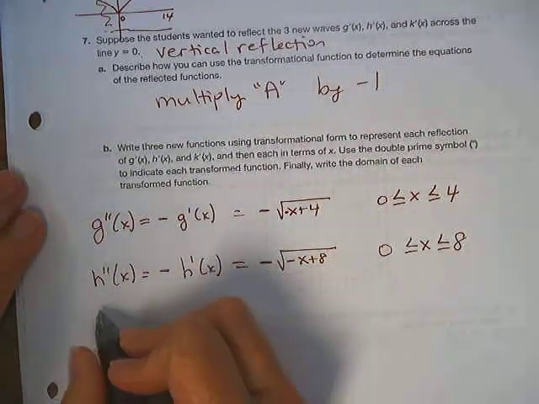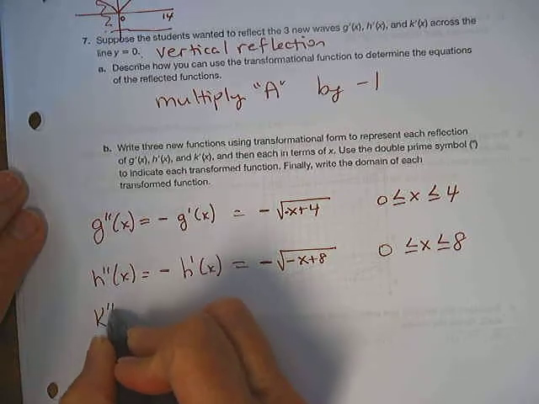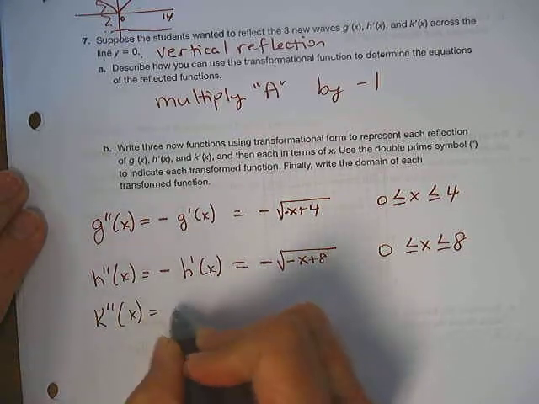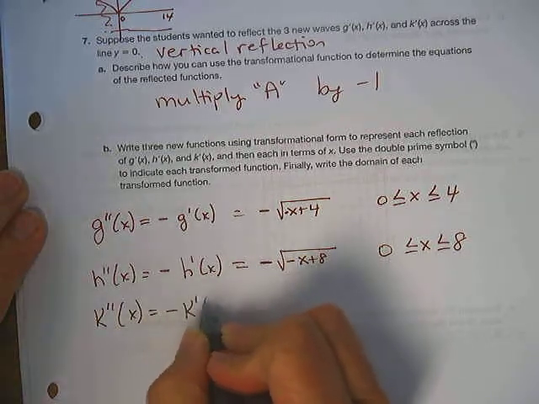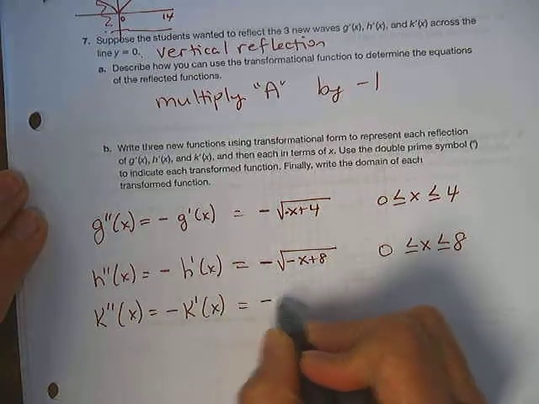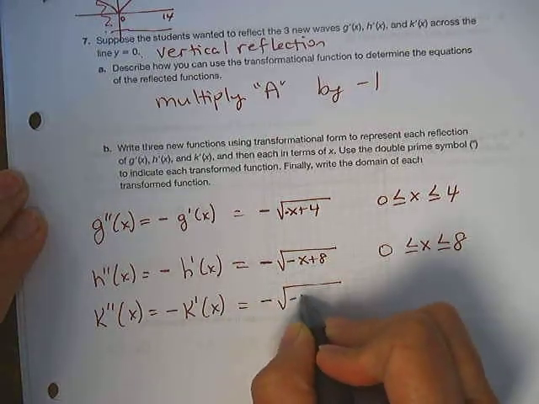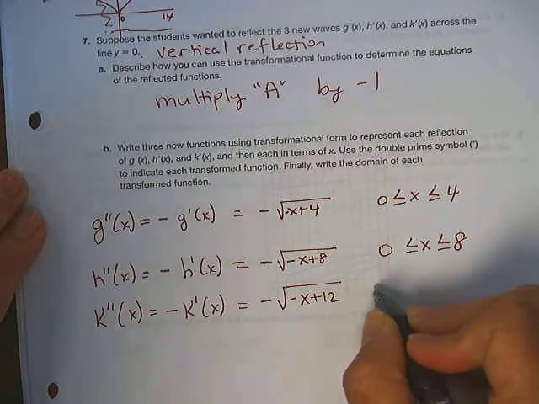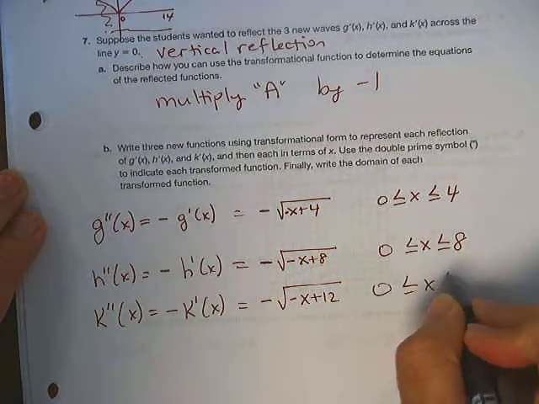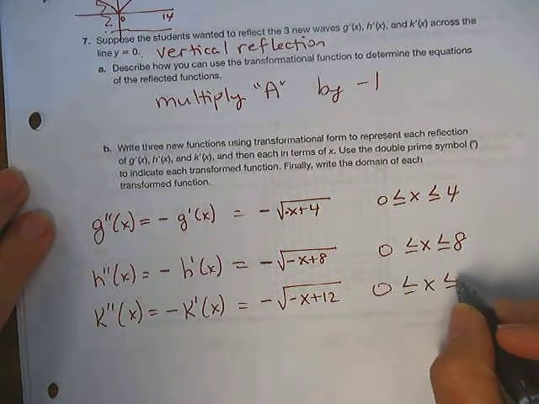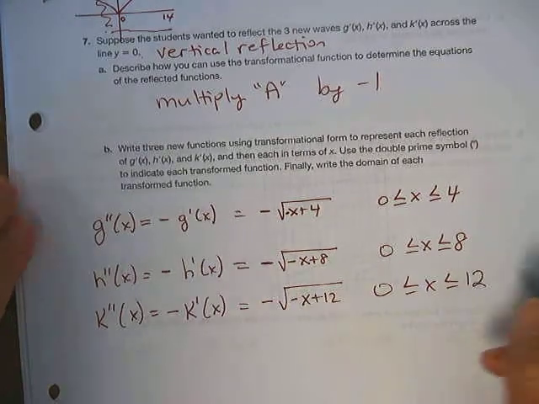And our final one, we've got k double prime of x is equal to negative k prime of x. So negative square root of negative x plus 12, with a domain of 0 is less than or equal to x is less than or equal to 12.